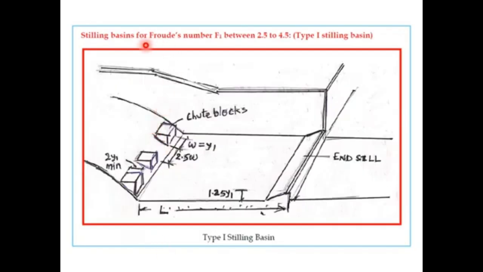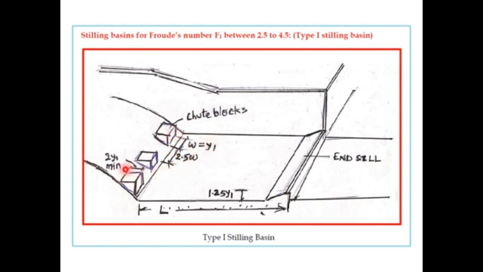For stilling basins with a Froude number greater than 2.5 but less than 4.5, we call it a type 1 stilling basin. Here we go for chute blocks, and also end sills can be provided, which is optional. Generally the chute blocks are provided at the toe of the spillways. Their spacing is 2.5 times the initial depth of the hydraulic jump, whereas the width of the chute blocks will be equal to the initial depth.